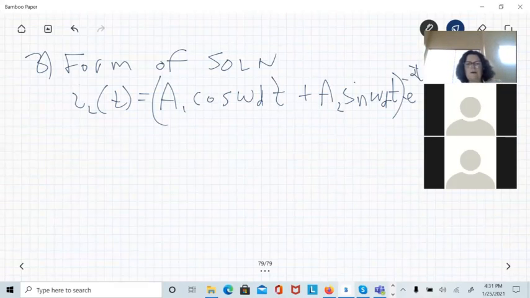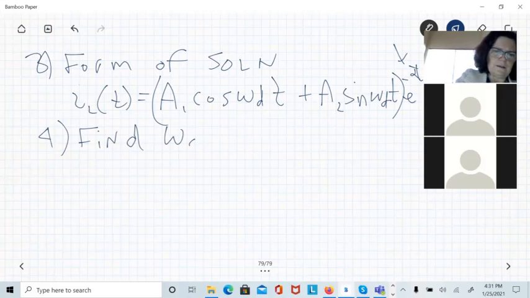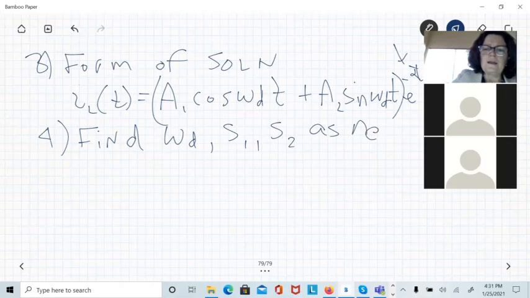Now looking at that, I've already got alpha. I don't have omega d. So I've got to figure out what omega d is. Find omega d, S1, S2 as needed. There is not an S1 and S2 in that equation, so I'm not even going to bother to try to find them. I could calculate them, but I don't need them.